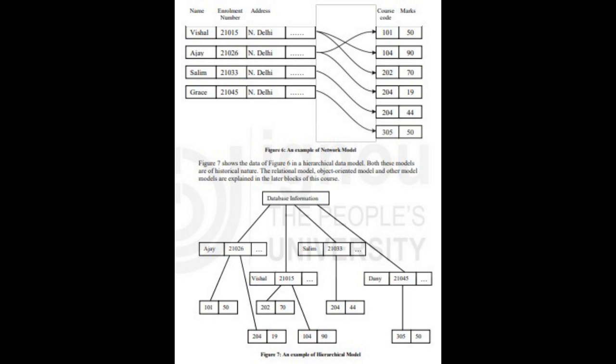Look at the screen. Figure 7 shows the data of Figure 6 in a hierarchical data model. Both these models are of historical nature. The relational model, object-oriented model, and other models are explained in the later blocks of this course. Figure 7, an example of hierarchical model.